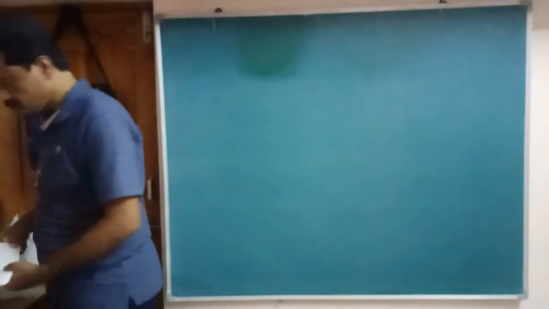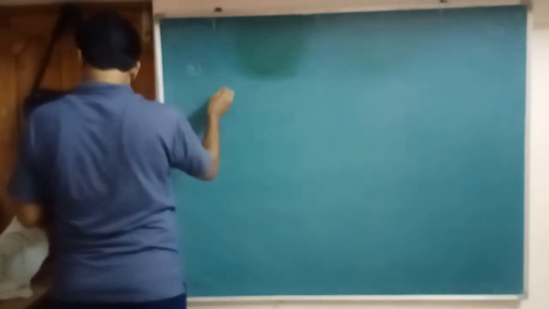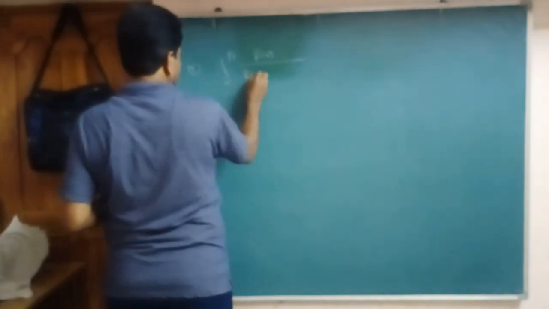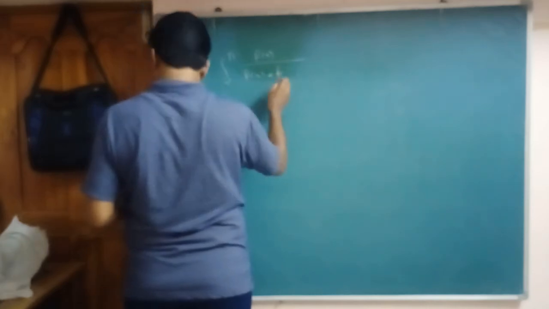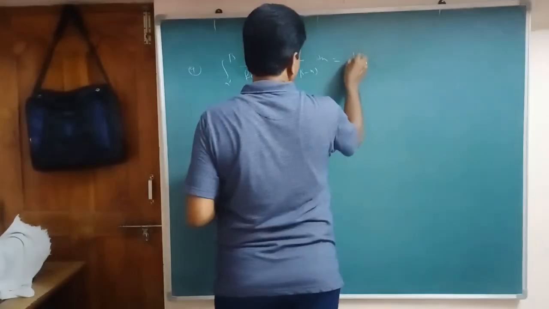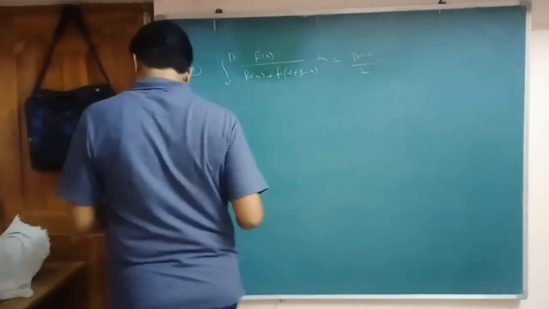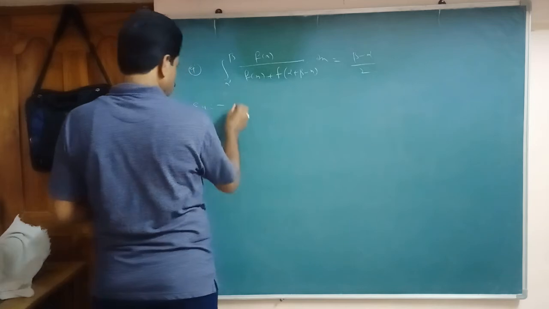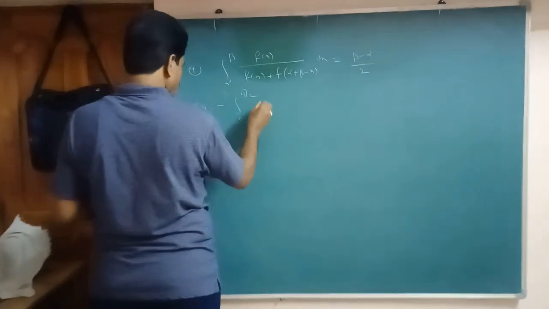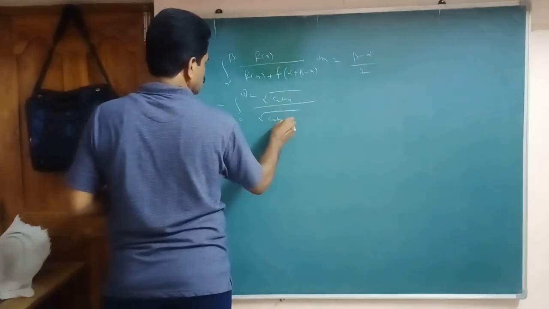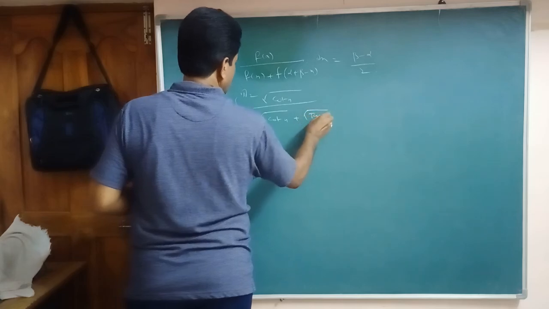Next one. 9th one. Integral alpha to beta f of x by (f of x plus f of (alpha plus beta minus x)) dx equal to (beta minus alpha) by 2. For example, see here. Example: 0 to pi by 2 root cot x by (root cot x plus root tan x) dx.